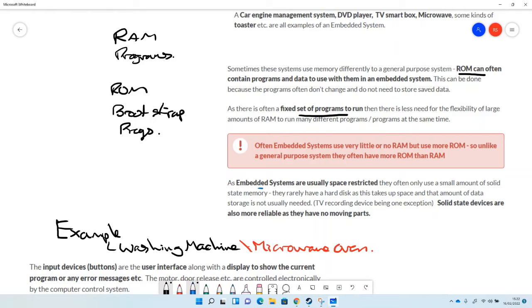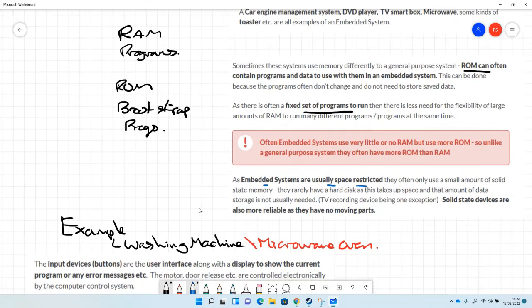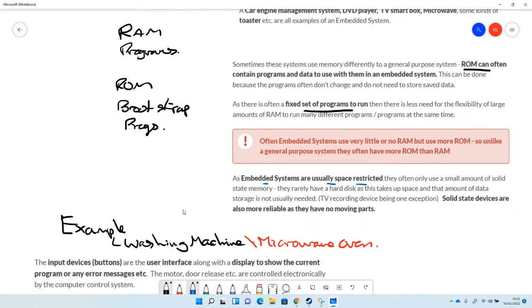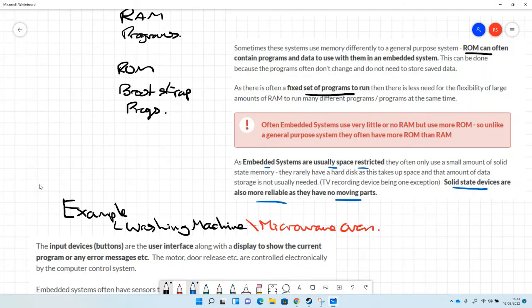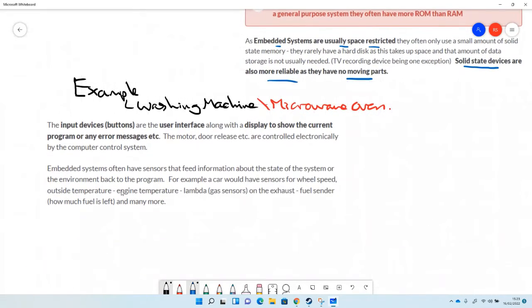Another thing to think about is that they're often space restricted because the system's built into another device. It's not necessarily the main bit of that device, and the device might be quite small. So they tend to use solid state memory. It's not very often to have a hard disk. Obviously, if you've got a TV recording device, that might have one still. But mostly solid state devices, because they're reliable, they've got no moving parts, and they take up less physical space. So that's often the secondary storage if there's a need for it.